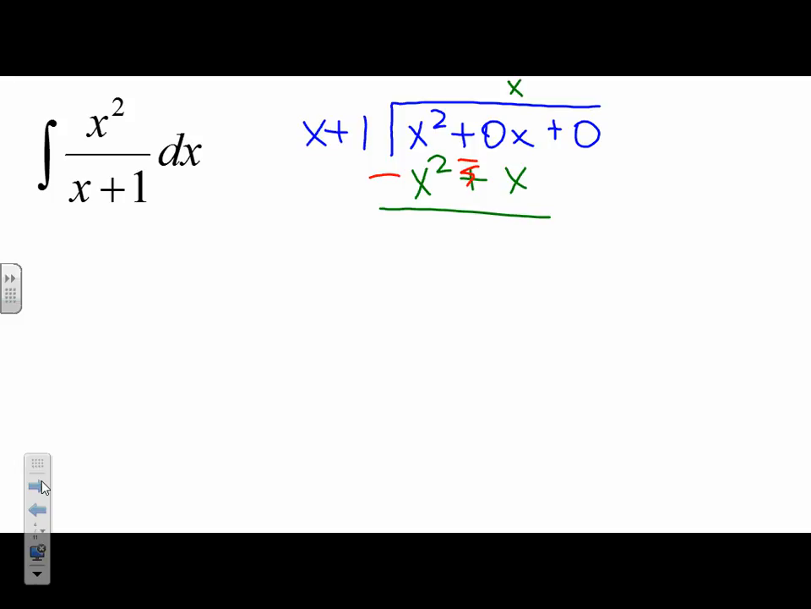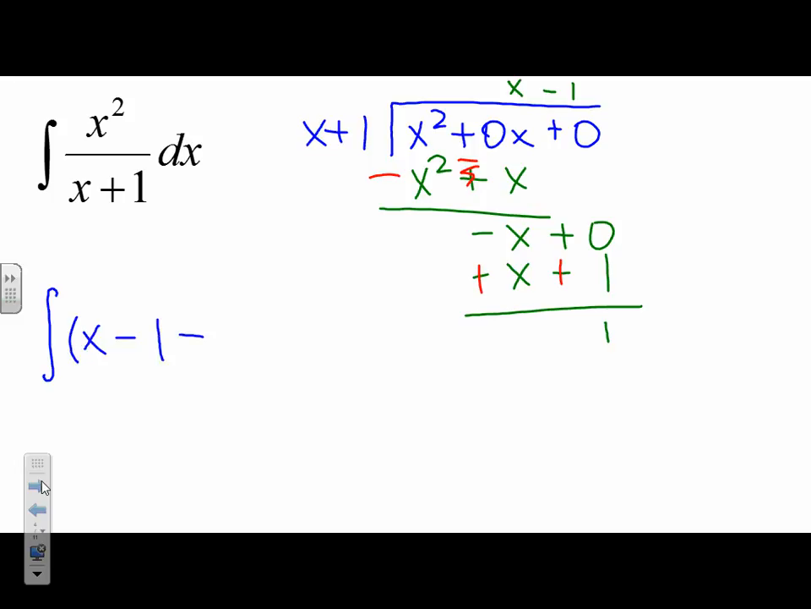So we're left with negative x plus 0. x times what is negative x? x plus 1 times negative 1. We have to subtract. So our remainder is 1. So this becomes the integral of x minus 1 plus 1 over x plus 1.